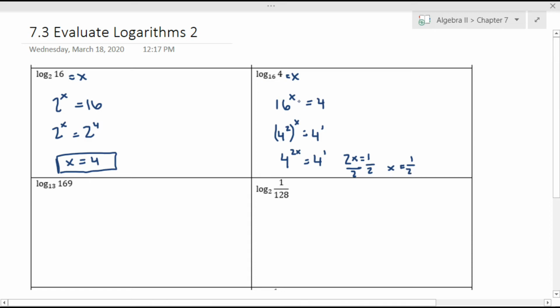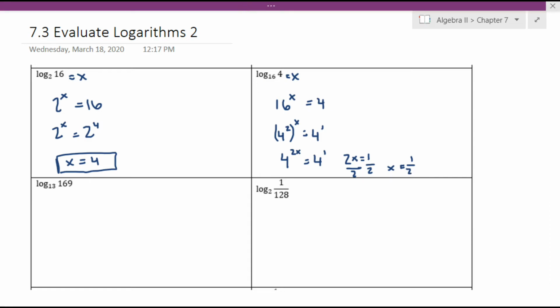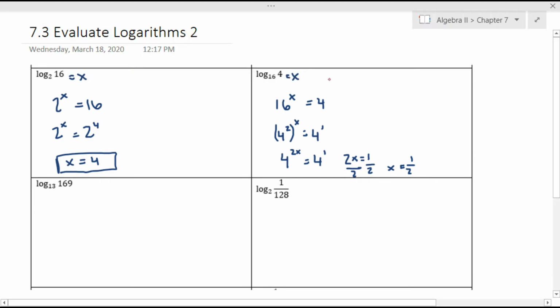Some of you might have changed this to powers of 2, and I want to show you how that would look in case you did that. 16 is 2 to the 4th, so 2 to the 4th to the power of x. That's 4x, is equal to 2 squared. So that would have been 4x is equal to 2. We divide by 4, and x would reduce to 1/2. So you get the same answer either way you do this.